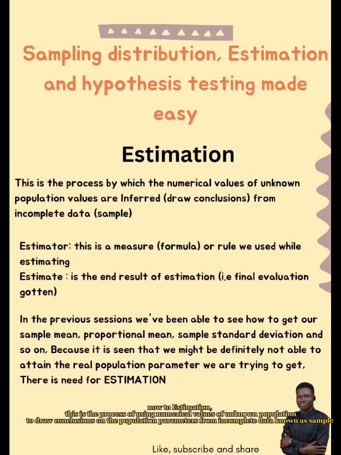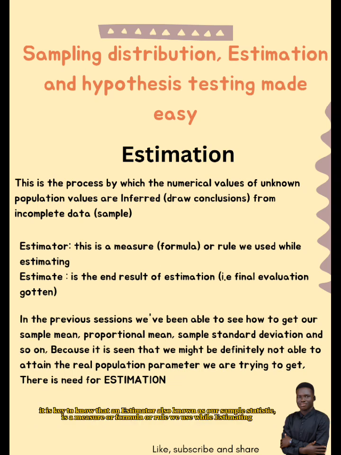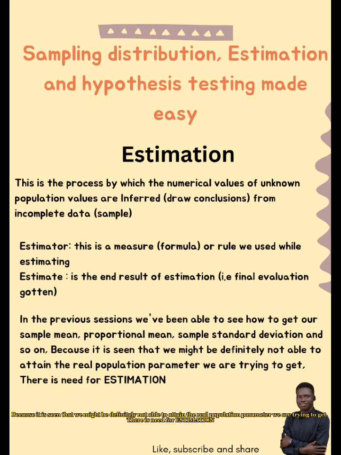Now to estimation. This is the process of using numerical values of an unknown population to draw conclusions on the population parameters from incomplete data known as a sample. It is key to know that an estimator, also known as our sample statistic, is a measure or formula or rule we use while estimating, while an estimate can be seen as the end product of estimation. In the previous sessions, we've been able to see how to get our sample mean, sample proportion, sample standard deviation, and so on. Because we might definitely not be able to attain the real population parameter we are trying to get, there is need for estimation.